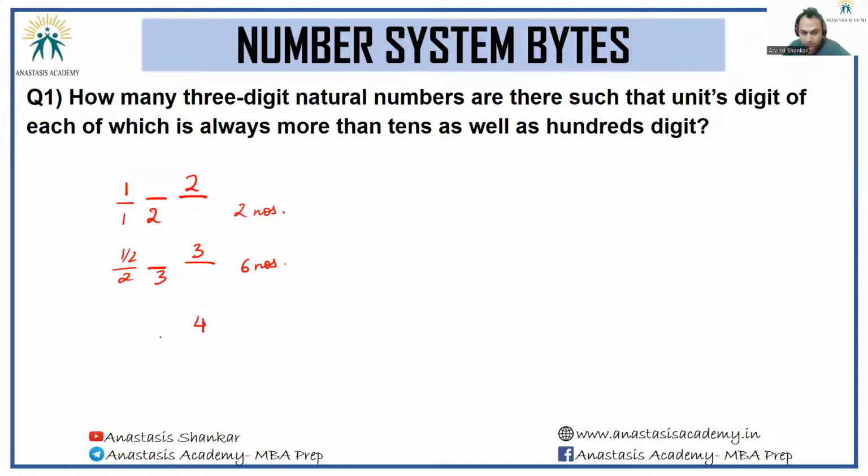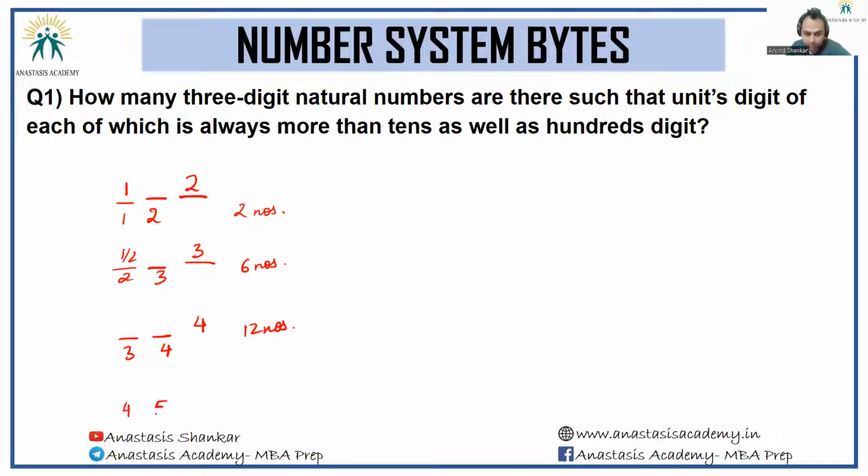If the unit digit is 4, the leading digit can be, sorry, 1, 2, 3. So 3 ways, and the middle digit can be anything from 0 to 3. So 4 ways, we get 12 numbers. Hopefully by now you have seen what sort of series is emerging: 1 into 2, 2 into 3, 3 into 4, and we will keep on going.